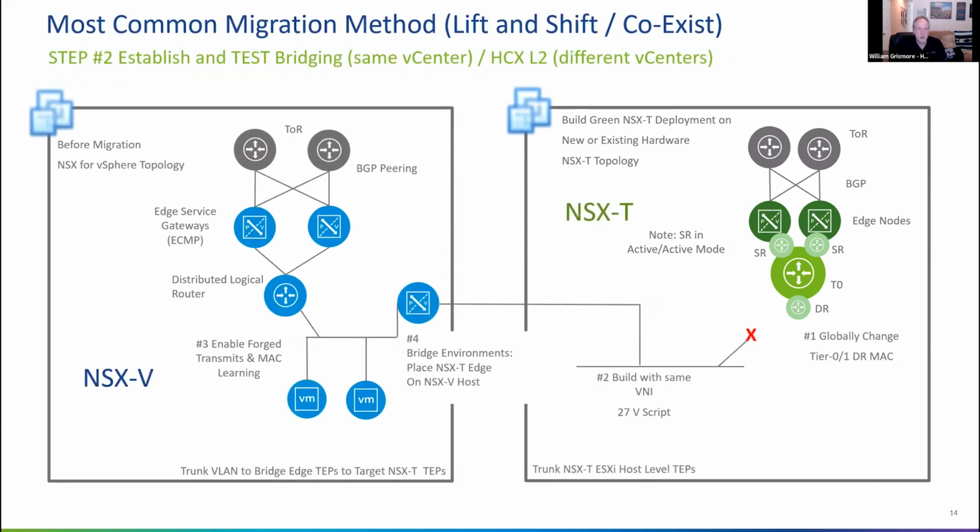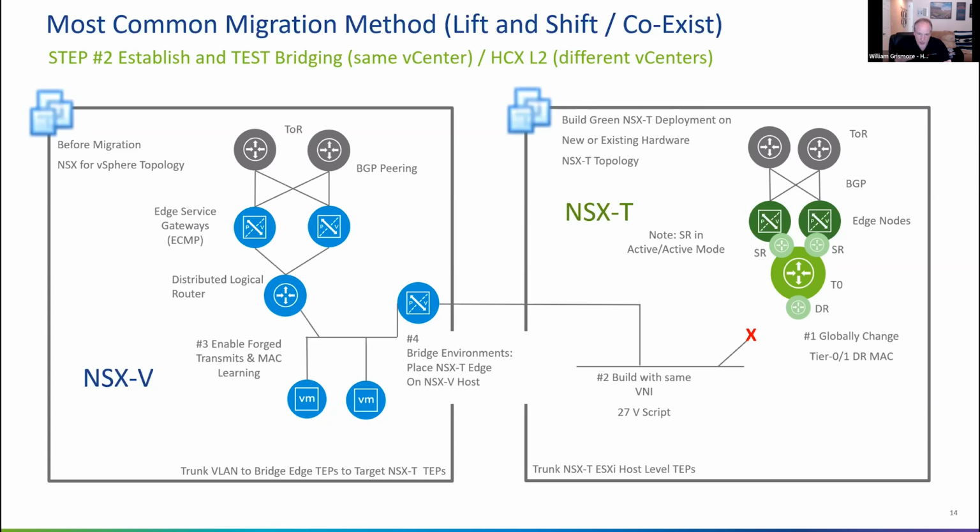And then the next thing we're going to do is establish a bridge if it's the same vCenter. We're going to globally change the MAC of the T1 interface. We're going to build the VNIs with the script like Damien showed, where the VNI numbers are the same. We're going to make sure it's not connected to the T0 or T1 on the target. We're going to enable forged transmits and MAC learning on the V side.